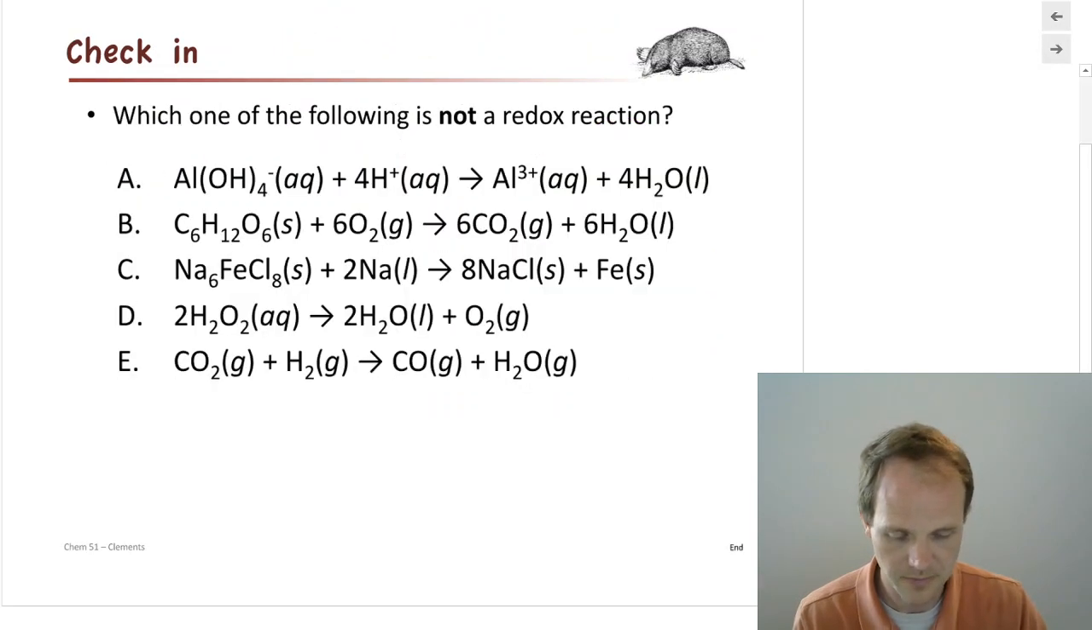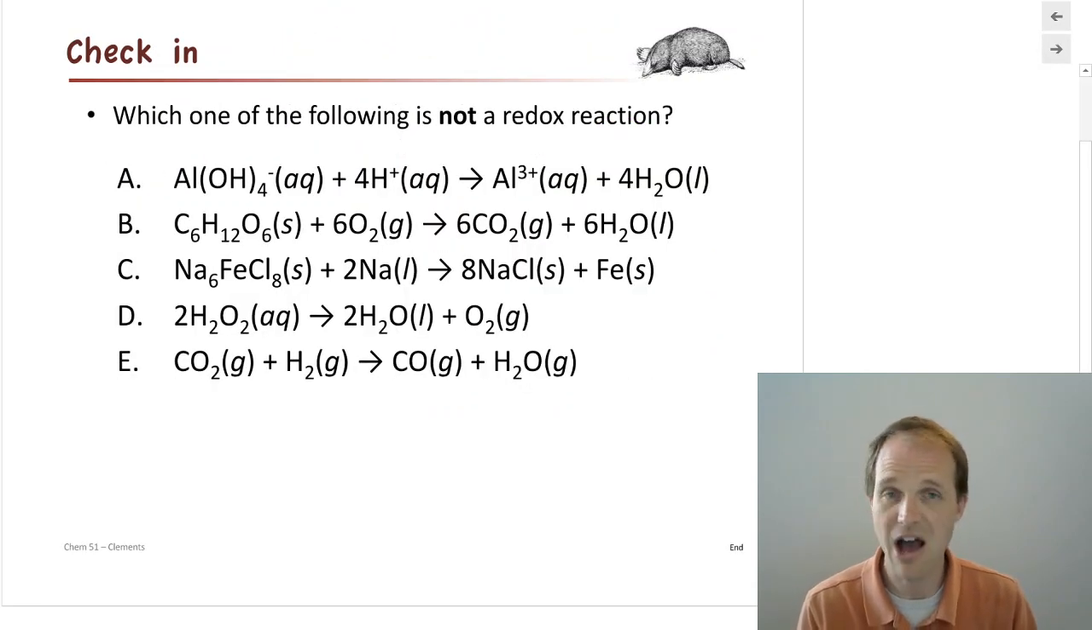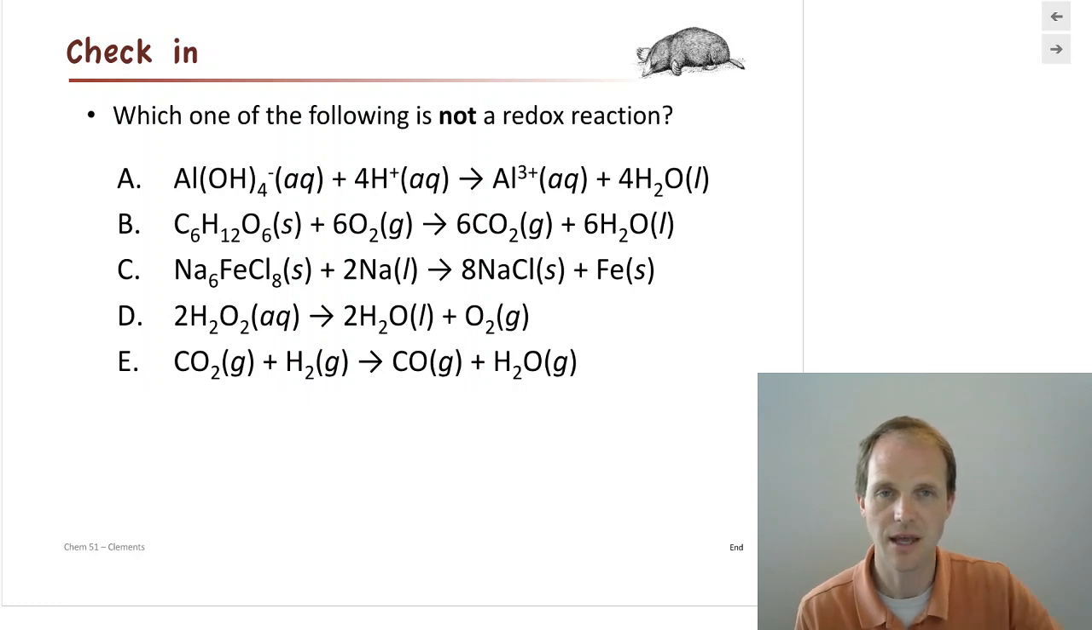All right, which of the following is not a redox reaction? So you're trying to figure out which one of those is not redox, right? There's nobody changing oxidation state. And go!